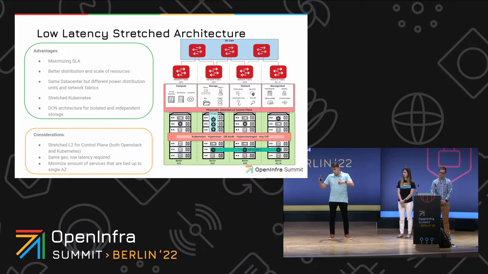So for the OpenStack control plane, you also want to stretch it out over layer two. That's one of the limitations that is getting addressed. We're going to talk about that in the roadmap. If you haven't seen Luis's presentation yesterday about the BGP feature, I highly recommend going back and watching the recording. This is something we do to address this issue.